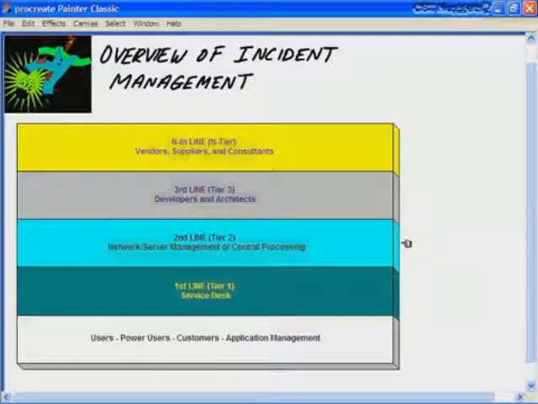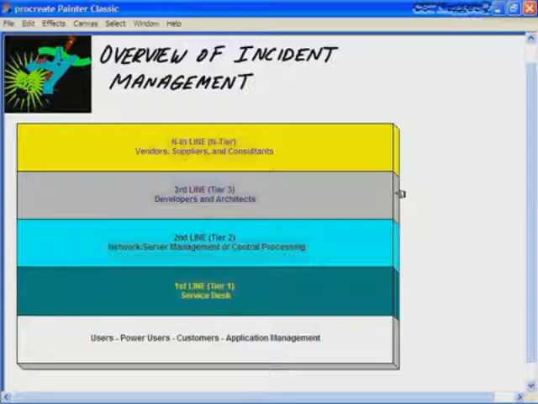Then the next tier or the second line is our network management, our server management, or the central processing. That's who the service desk is going to go to as they escalate incidents. Then the third line, which is the highest level of technical specialists, are the developers and the architects. These are the ones that have developed or programmed our systems. And it only makes sense that, finally, you're going to get back into the laboratory where Dr. Frankenstein and Igor are in there doing their thing.